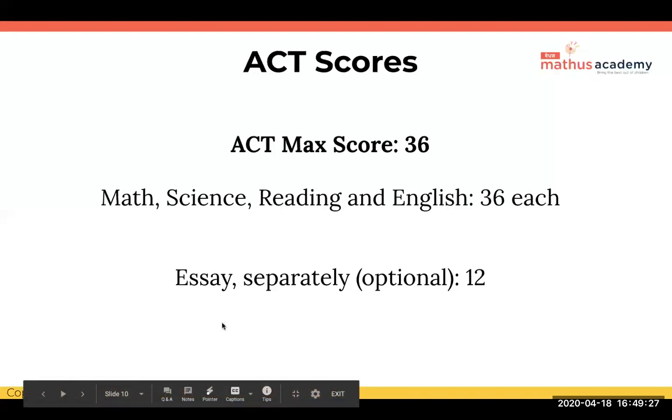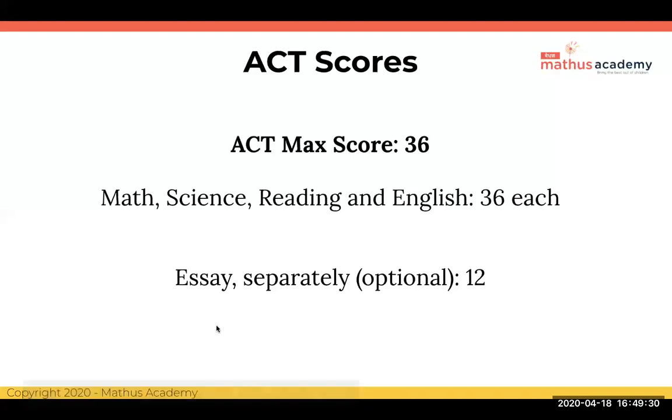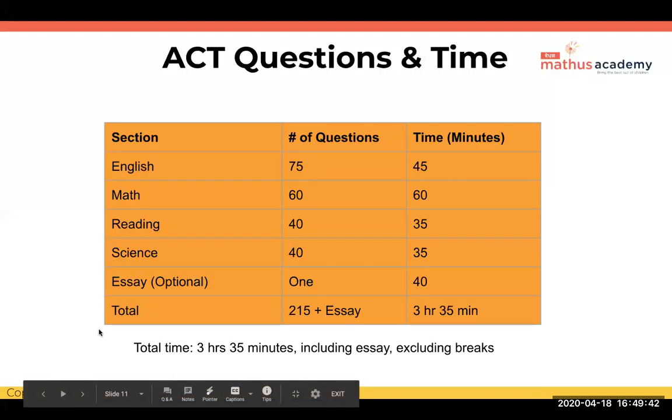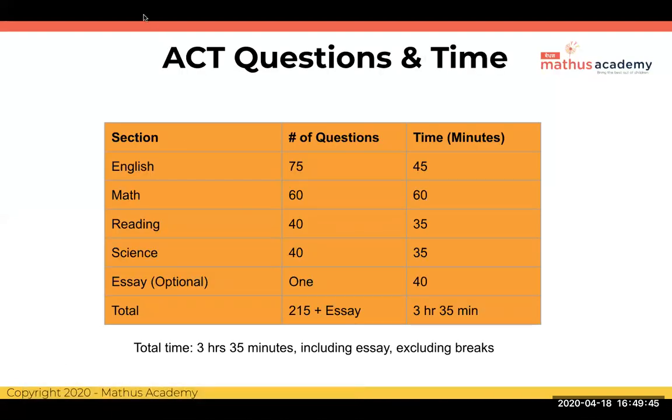So the other difference between ACT and SAT is that ACT is a little bit more time intensive. There's less time per question. I think that will be a bit obvious from the next slide. If you look at the slide, the number of questions and time: in English, there are 75 questions and 45 minutes. In math, 60 questions and 60 minutes. In reading, 40 questions and 35 minutes. In science, 40 questions and 35 minutes as well. As you can see, you have less time per question, so it is more time intensive. But it is also more direct questions.